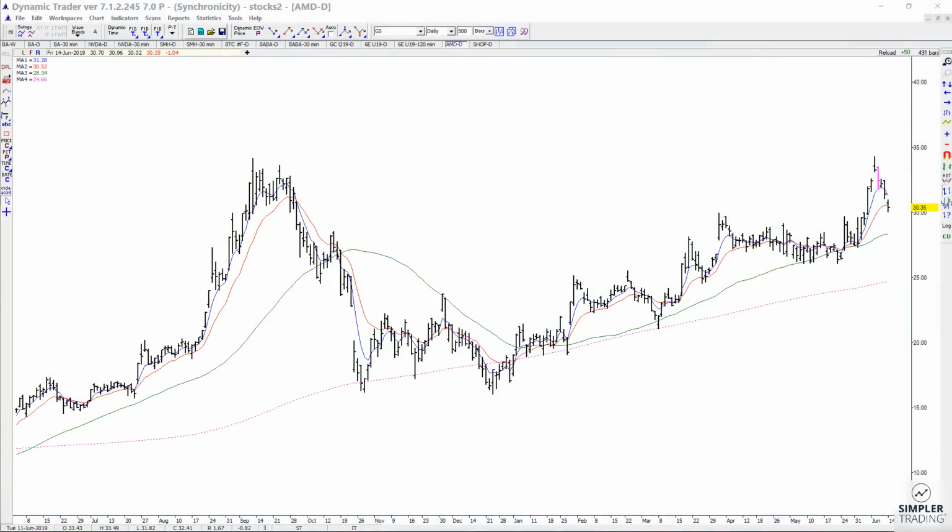In today's video, we're going to take a look at setting up AMD again. Why? Because we have a general pattern of higher highs and higher lows. We have price above the 200 and price above the 50. And yeah, that's all we need to know. Then what we need to do is run the projections of the prior swings.